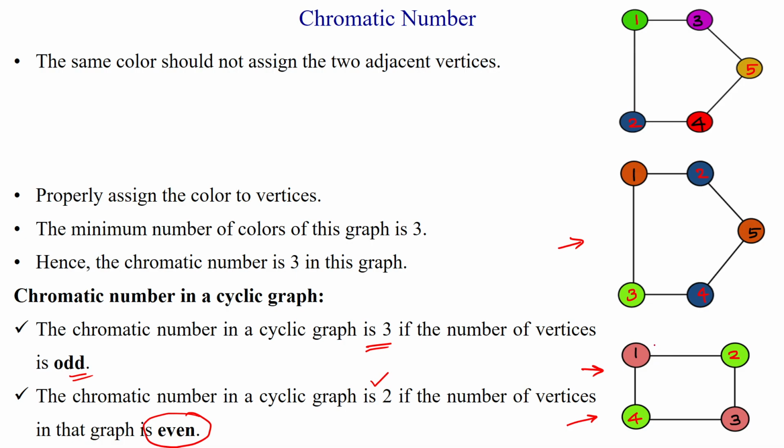Look here, 1 and 3 are applied with a similar color. Here these two adjacent vertices are applied with another, different color. So only two colors are needed for a graph with an even number of vertices.